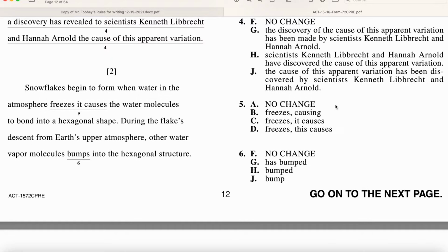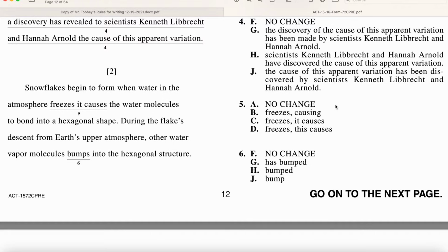Let's try G. During the flake's descent from Earth's upper atmosphere, other water vapor molecules has bumped. That also does not sound good. No, man. During the flake's descent from Earth's upper atmosphere, other water vapor molecules bumped into hexagonal shapes. How's that? It sounds better than F or G. Let's try J. During the flake's descent from Earth's upper atmosphere, other water vapor molecules bump into hexagonal shapes. That sounds good. That sounds the best, doesn't it?